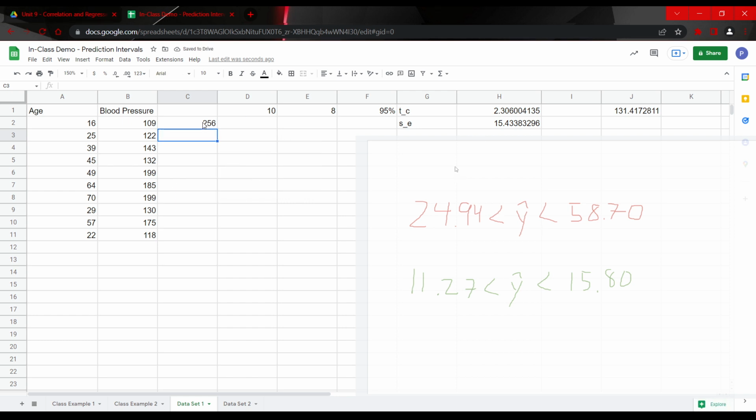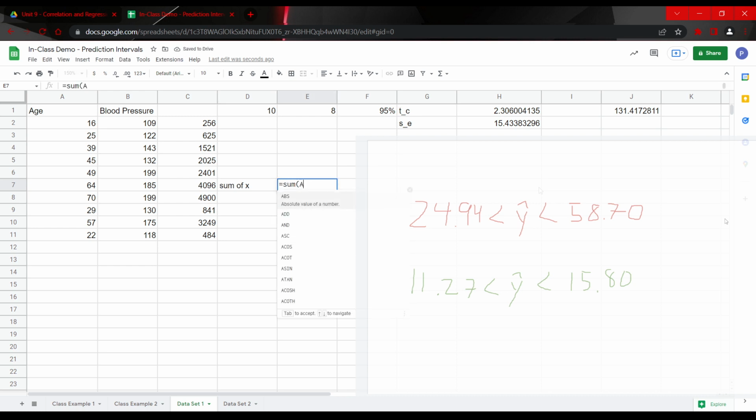Oops, I did an autofill, so I'll just click and drag. That's fine. So we have, what do we need? We need the sum of x, so that is equal to the sum of A. We need the sum of x squared, which is my C column. Sum of C. I need my numerator, which is equal to 10.